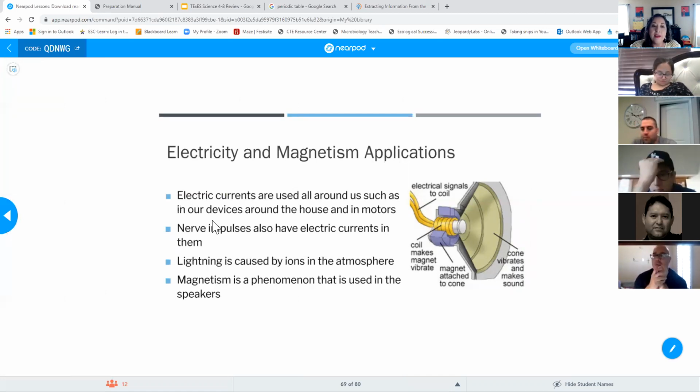And then in the body, we have nerve impulses. Our nerves are actually sending signals through our body, and it is through an electric current that causes them. So there is that movement of electrons. Lightning would be those ions in the atmosphere that are moving. So again, that's another form of electricity. And then, like I mentioned, magnetism is something that we'll see in our speakers.